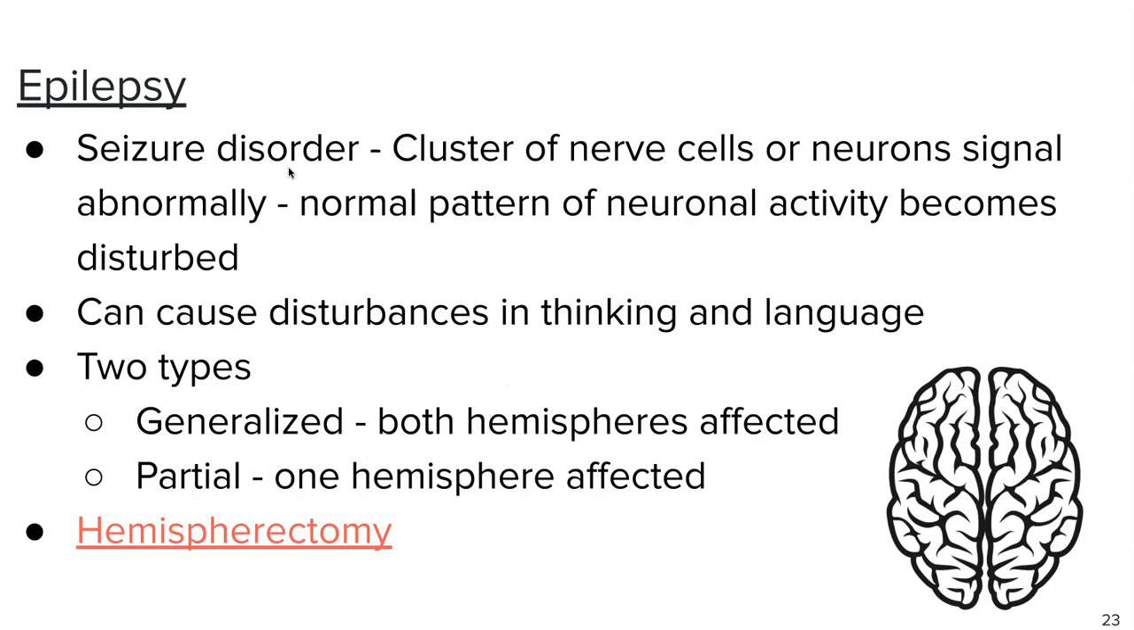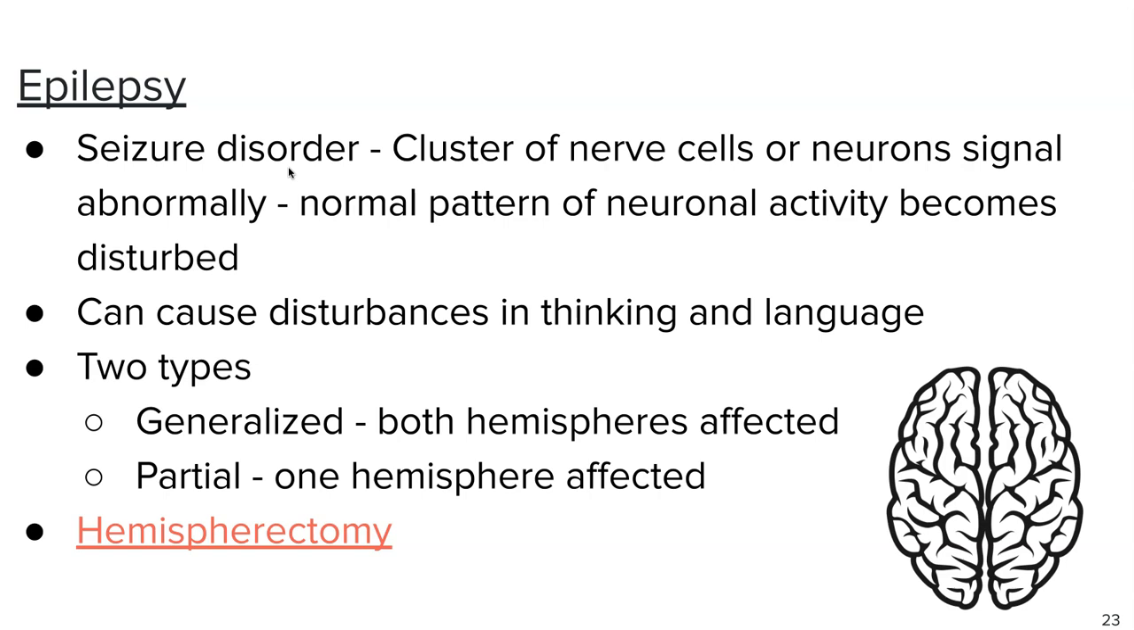Finally, we're talking about epilepsy. This is a seizure disorder. It's a cluster of nerve cells or neurons that signal abnormally, so that the normal pattern of neural activity becomes disturbed. If you have epilepsy, what the diagnosis means is that you have seizures and the cause is unknown. So it either has happened from birth or happens all of a sudden, and they can't figure out why. Then that person has epilepsy.